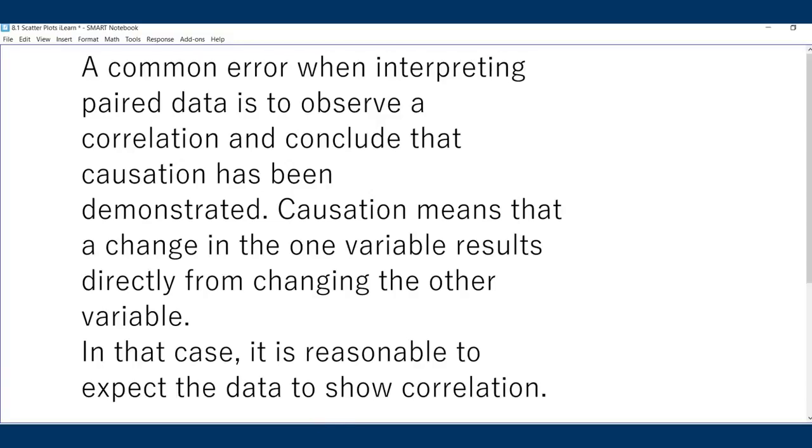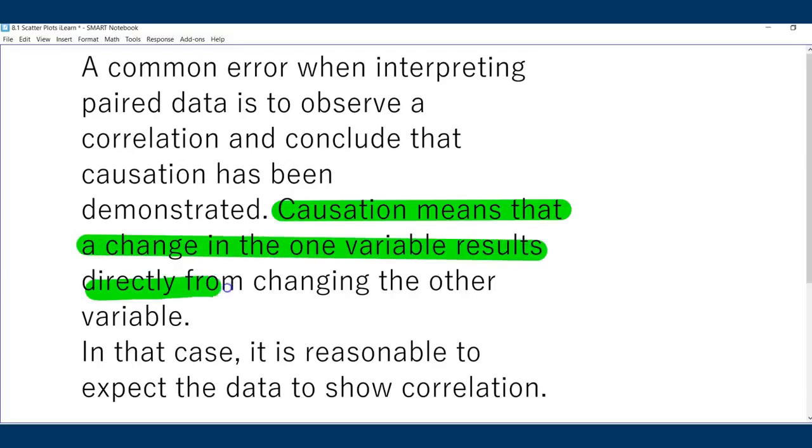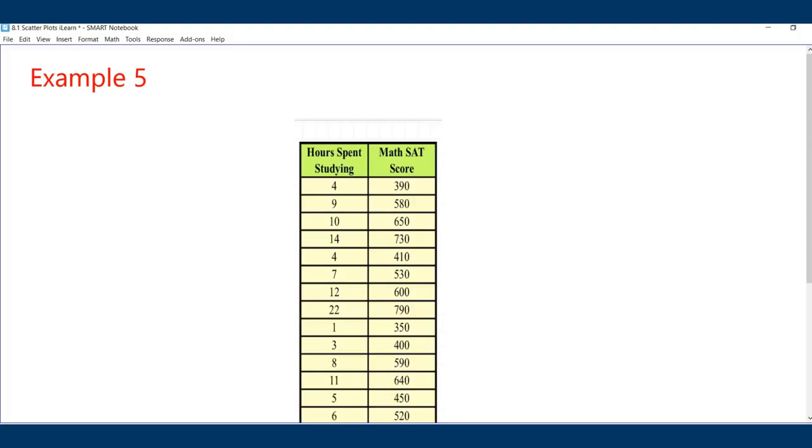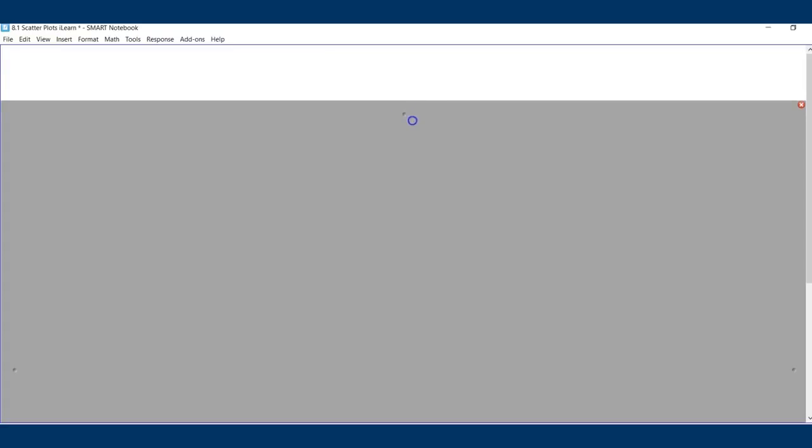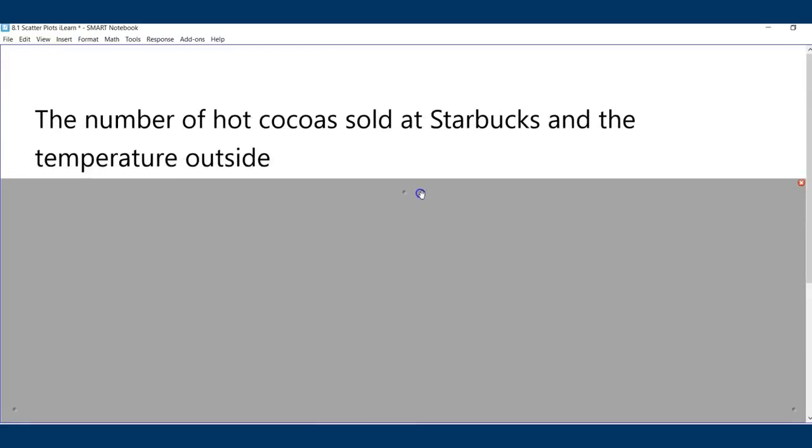Causation means that a change in the one variable results directly from changing the other variable. For instance, the more you study, the higher grade you get. In that case, it is reasonable to expect that this data right here is a causation. Let's go ahead and look at some examples.